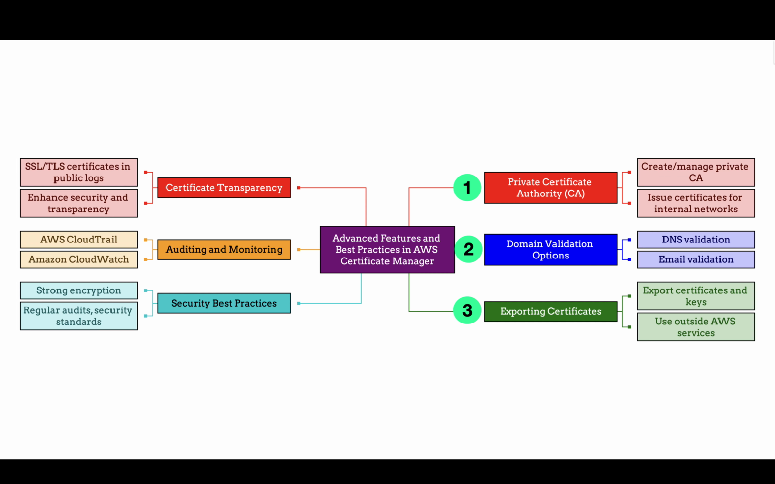3. Exporting certificates. Guidelines for exporting certificates and private keys for use outside of AWS services. 4. Security best practices, includes using strong encryption, regular audits, and adhering to security standards. 5. Auditing and monitoring, utilize AWS CloudTrail and Amazon CloudWatch for monitoring certificate issuance, renewals, and usage. 6. Certificate transparency, ensuring that SSL/TLS certificates are logged in public logs, enhancing the security and transparency of certificate issuance.